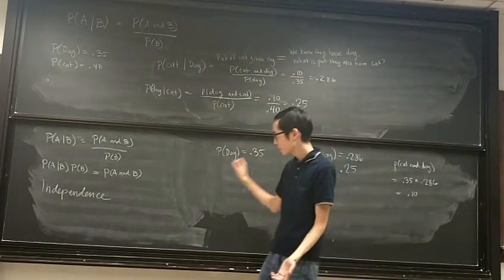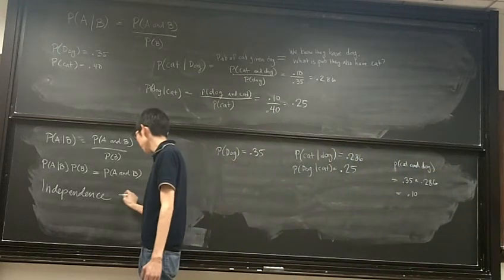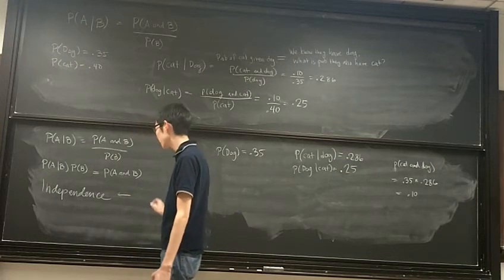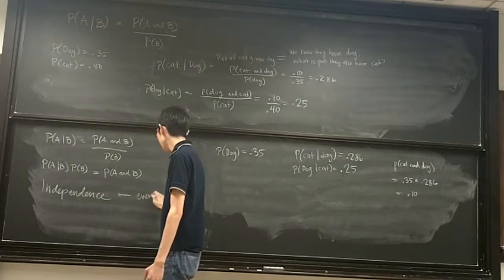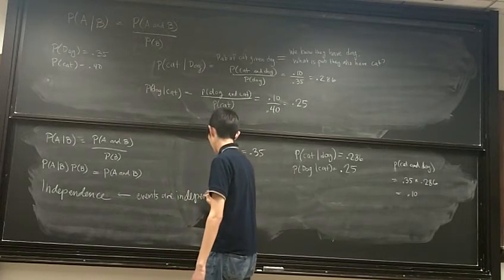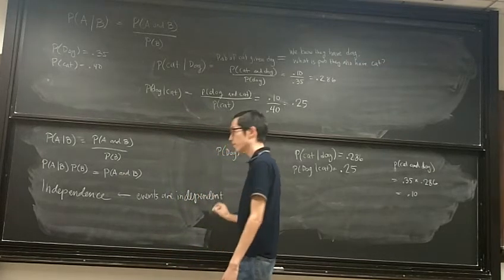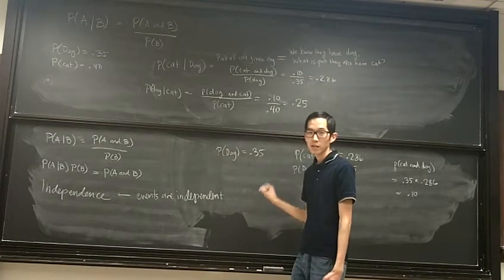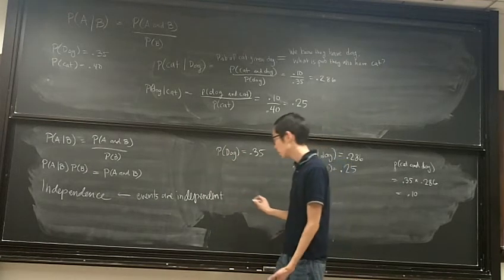So independence, when it comes to probability of events: events are independent if the outcome of one event has no influence on the outcome of the other event.